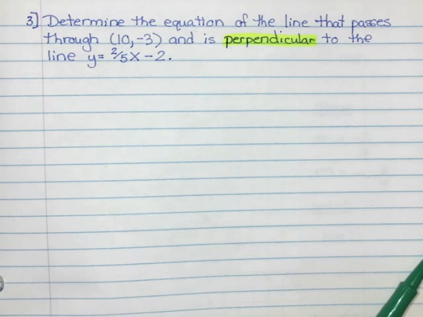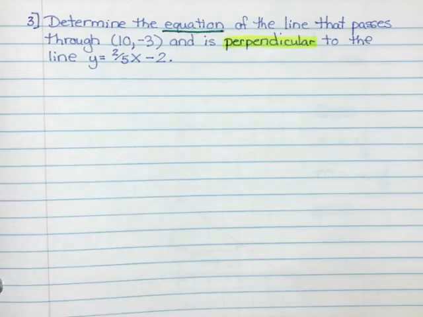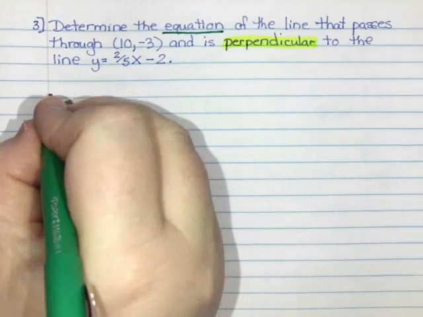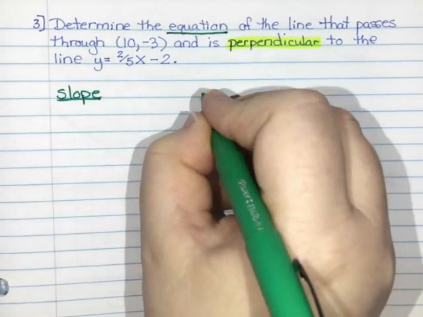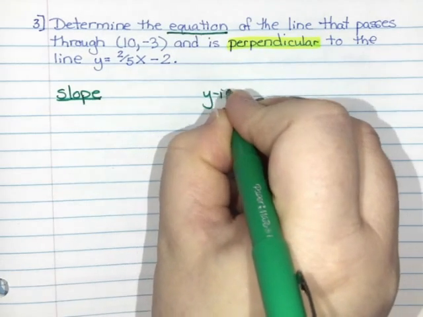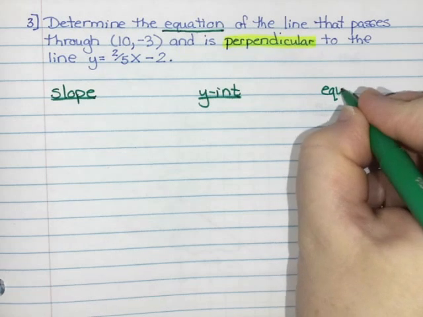So it is asking for the equation of the line. Whenever we're doing an equation of a line, we need two things. We need slope and we need y-intercept. And together, we're going to put those together and make an equation.